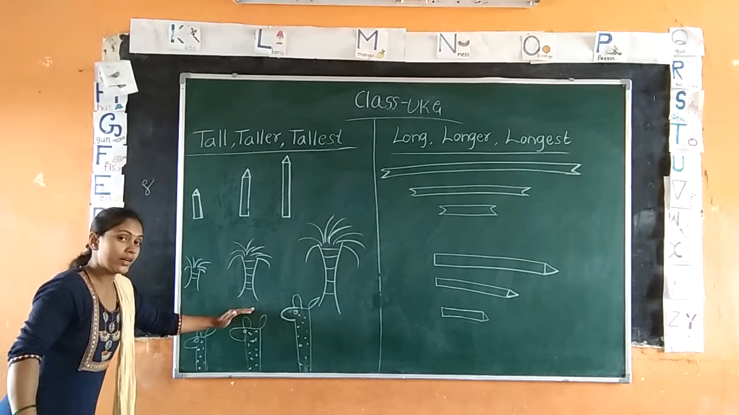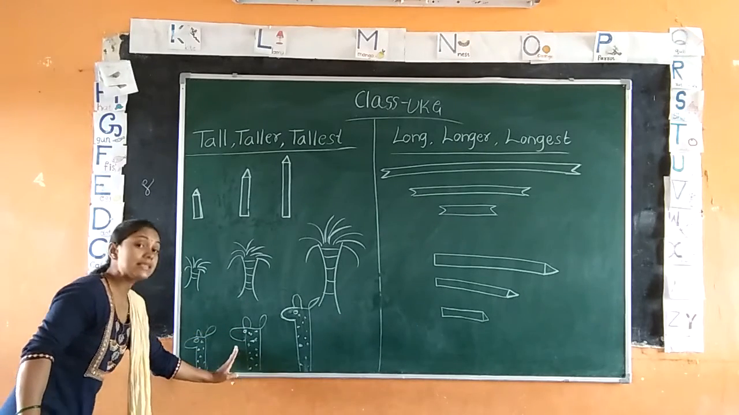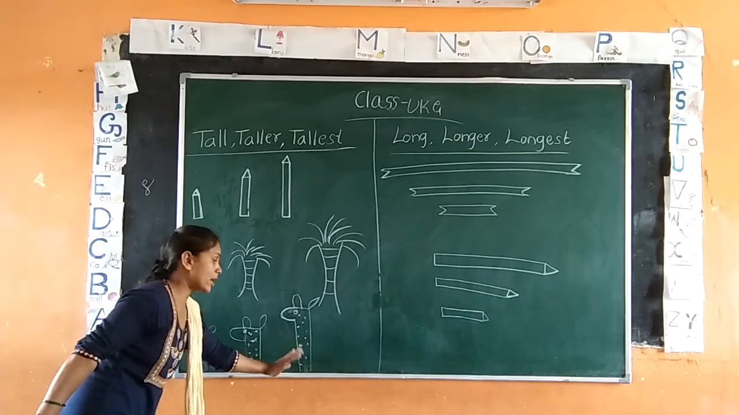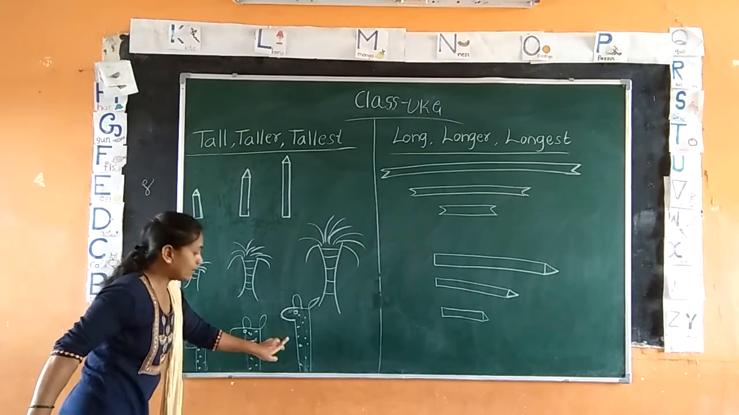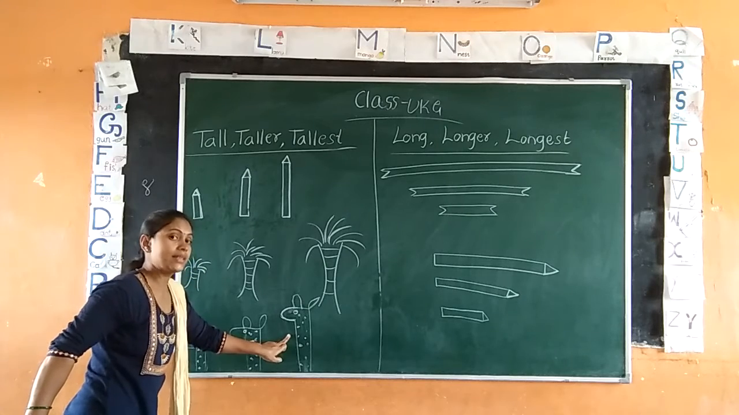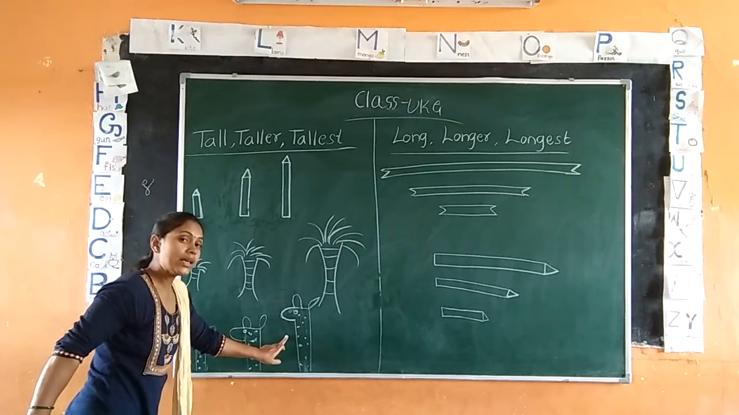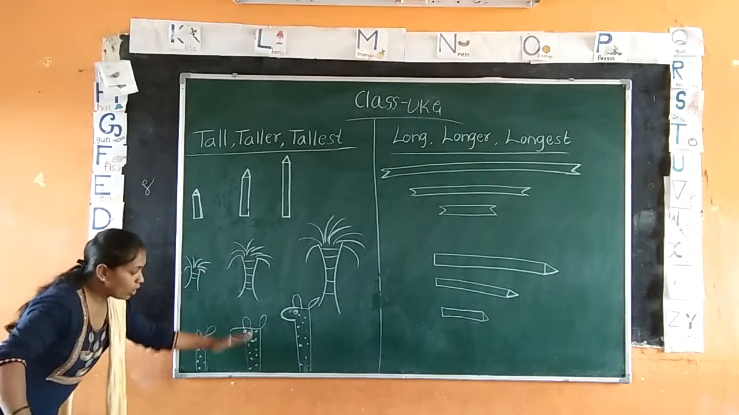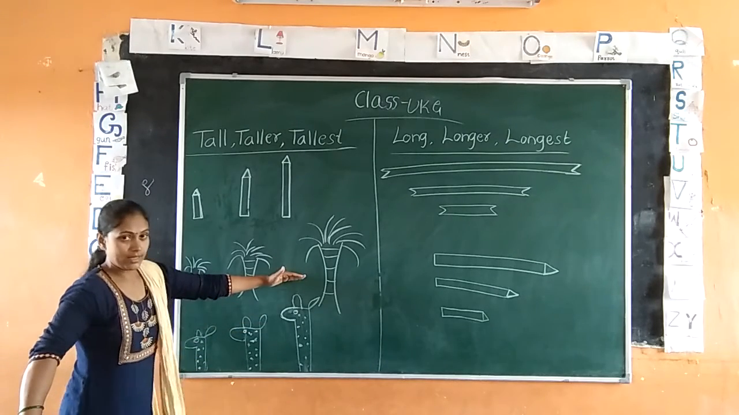T-A-L-L-E-R, taller. And compared to this zebra, the third zebra is too tall. So this is the tallest. T-A-L-L-E-S-T, tallest. Tall, taller and tallest.